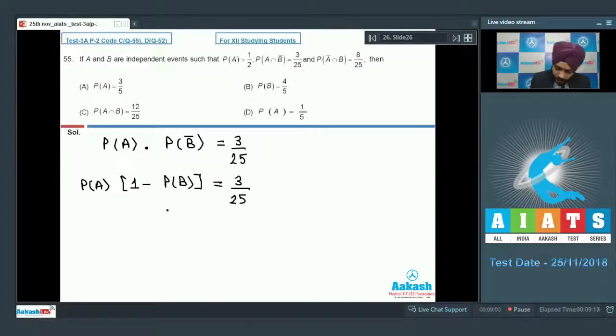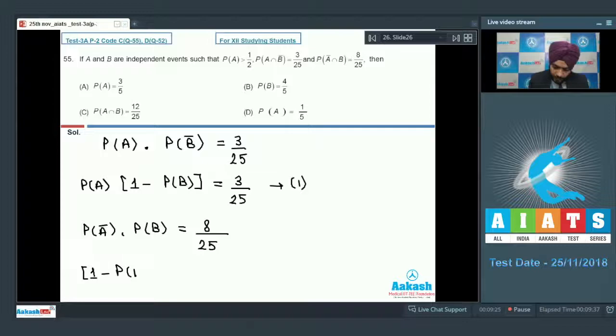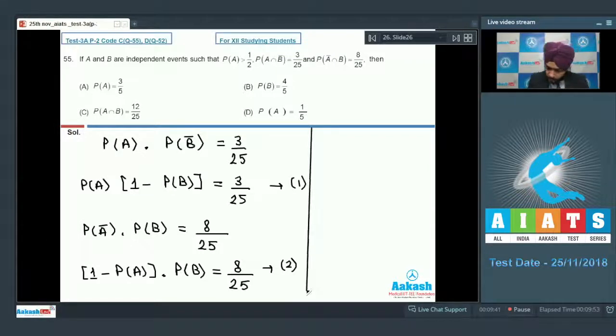Further, this equation gives me P of A naught into P of B. This result is obtained by using the definition of independent events, is equal to 8 by 25, and that means 1 minus PA whole multiplied with PB is equal to 8 by 25. You can easily solve two equations, two variables. After solving these two equations, we will get P of A is equal to 1 by 5 or 3 by 5.